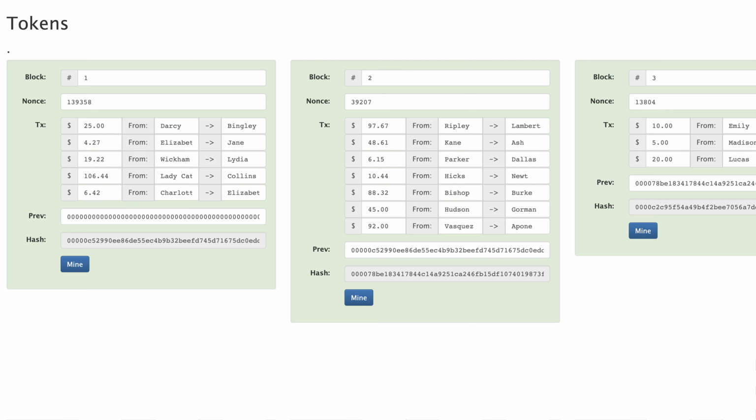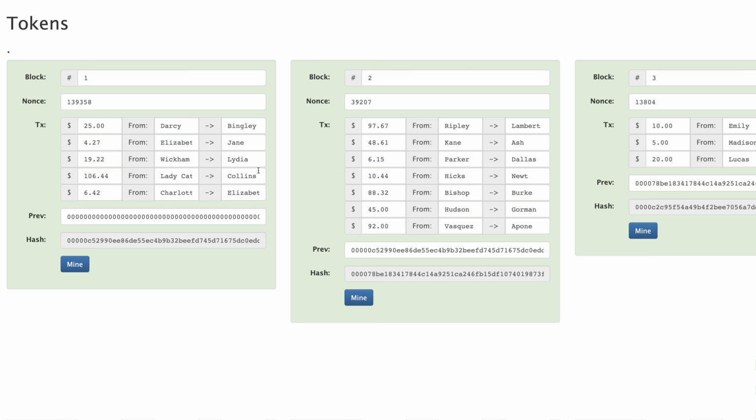In our previous lesson, we took a look at the fundamentals of blockchain. In this case, we're going to extend that example to replace the data field with financial transactions. You can see here the TX, which stands for transaction, and we have 5 transactions listed. In the first line, we have $25 going from Darcy to Bingley. In the second one, we have $4.27 going from Elizabeth to Jane, and so on.